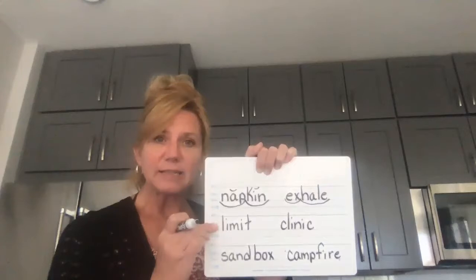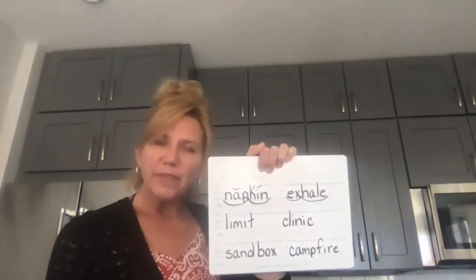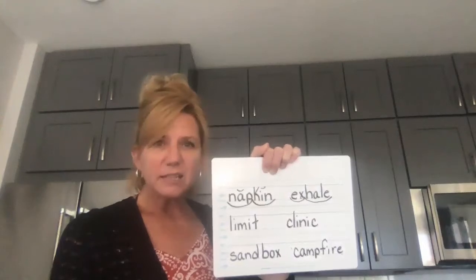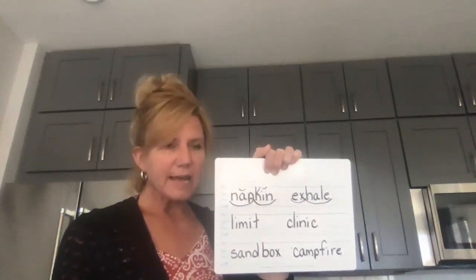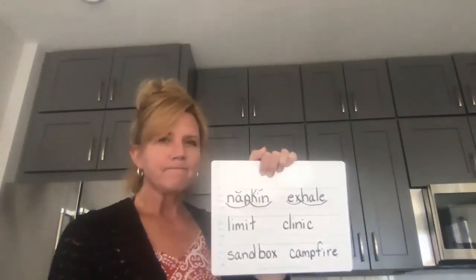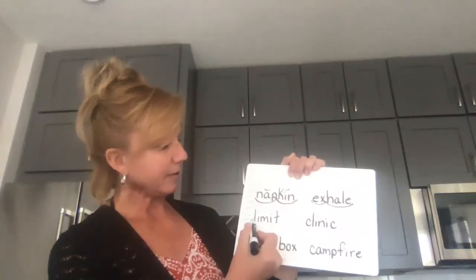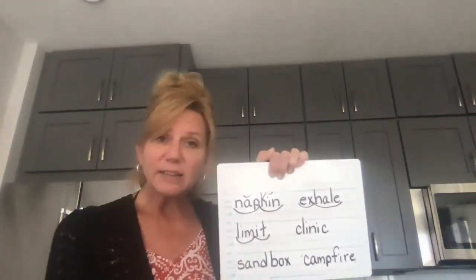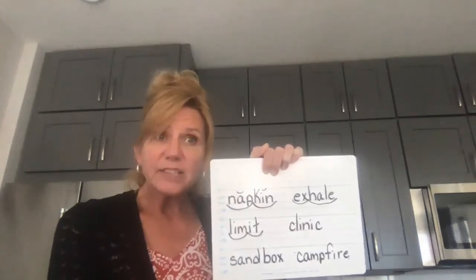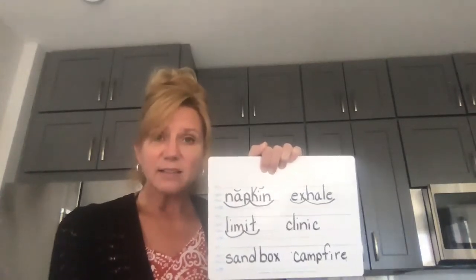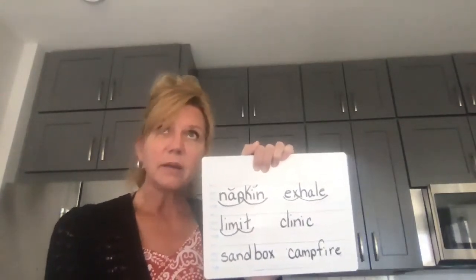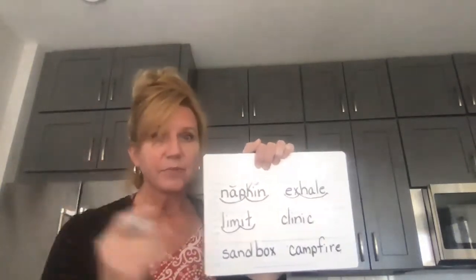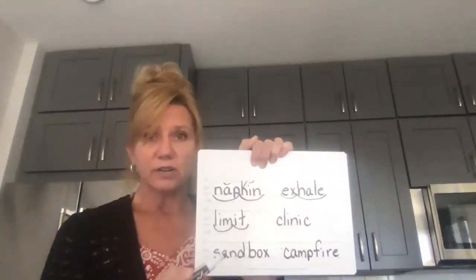Right here, limit. How am I going to separate those two syllables? Li-mit or lim-it? Lim-it. I'm going to separate those right here. And friends, the reason we do this to practice is so when we hear that word, it's going to help us spell it. Okay, limit. I hear lim, and then it. I'm going to put them together. Two word parts, but it's still just one word.